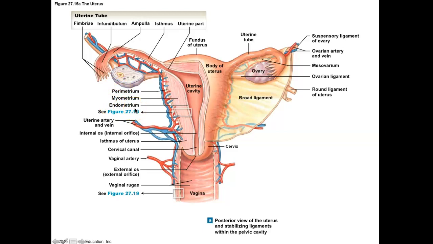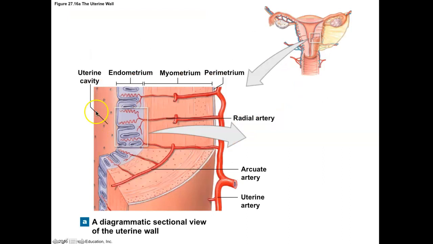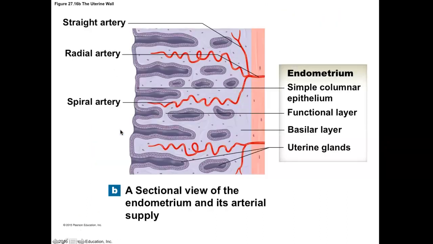Let's take a look at the endometrium. The endometrium is this area here. So there's blood vessels that come in here. This is why when you menstruate, it's very bloody, because the tissue is very rich in blood. I want to look at this picture here.